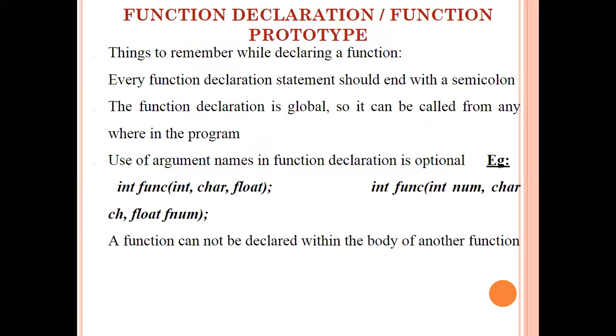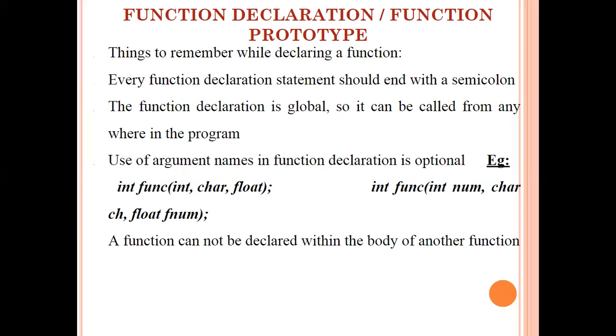Each and every function declaration statement must end with a semicolon, and the function declaration statement is given as a global declaration. Global declaration means the corresponding function declaration statement should be given outside all the functions used in a C program. Then only will we be able to call the corresponding function inside any particular function or anywhere in the program.